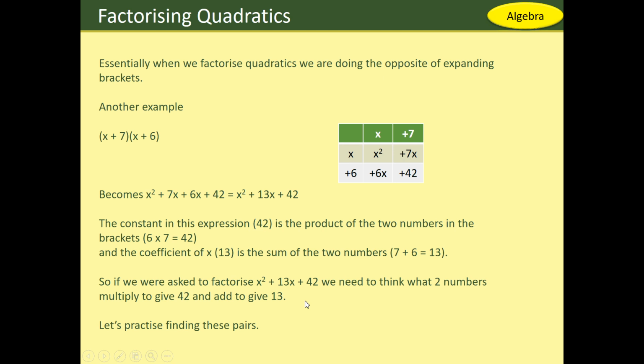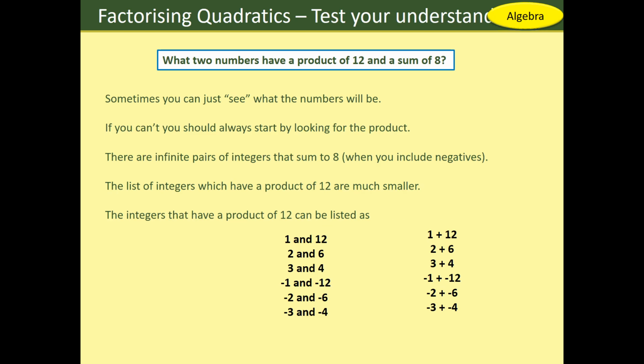Now, that's a really key point. And that's what we're going to be going into in our next lesson. But our first thing is just practicing finding those pairs of numbers. So if you give them a question, what 2 numbers have a product of 12 and a sum of 8? And sometimes you can just see what the numbers will be. You'll just look at it and you'll go, oh, it's this and this. But if you can't, you should always start by looking for the product.